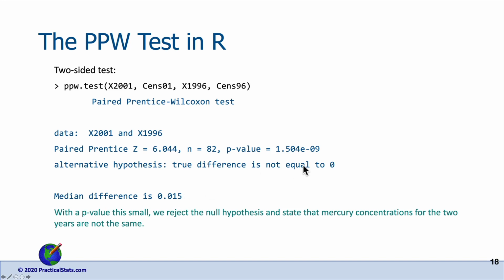So with this p-value, we would reject the null hypothesis. We would state that the mercury concentrations for the 2 years are not the same. And since we put in 2001 first, it's going to compute 2001 minus 1996, and say that that's a positive difference of 0.015. I believe it's micrograms per gram of mercury in this study area.